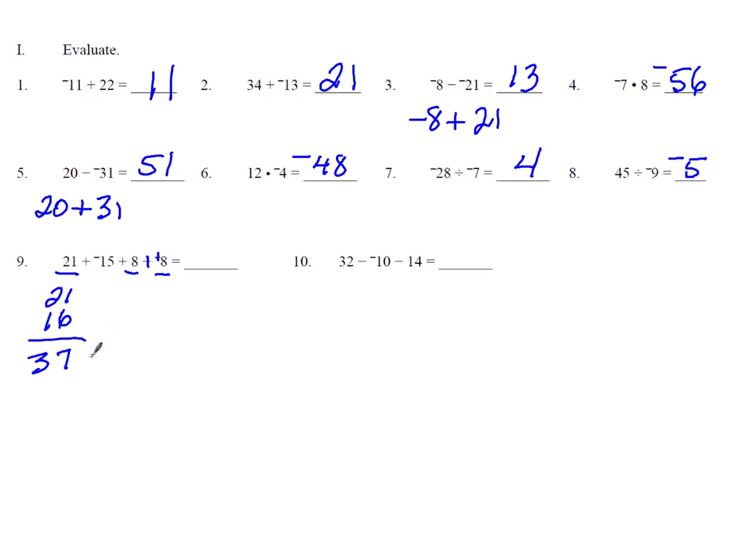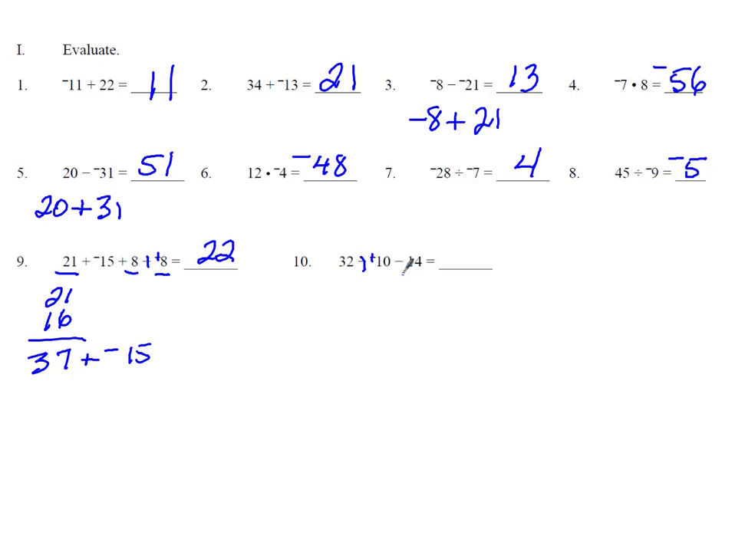So now we have 37 plus negative 15. Our signs are different, so we subtract, and we end up with 22. And it's a positive 22 because the 37 is farthest away from 0. Number 10, same thing. We focus on subtraction. So we got 32, and then we got a minus. And we'll change this minus to a plus, the 10 to a positive.